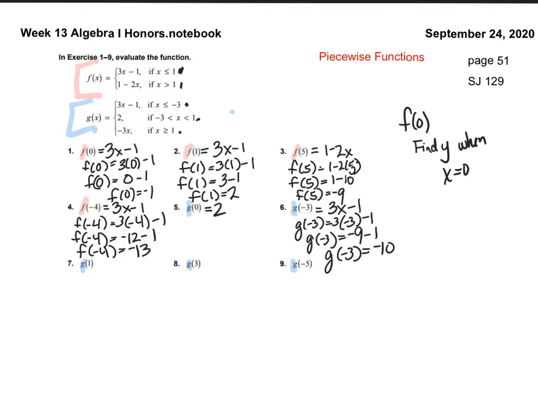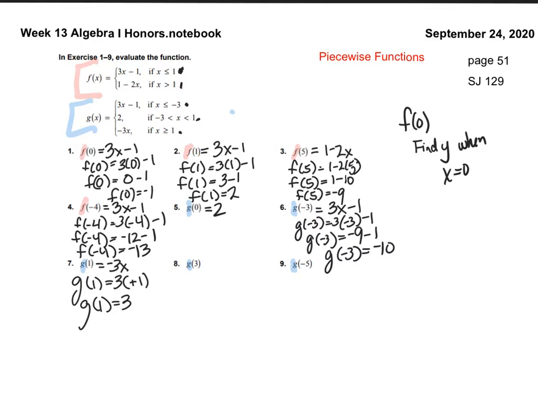Let's use the next one, g of 1. Where does 1 fall in those categories? The bottom one. So g of 1, I'm going to substitute into negative 3x. What's positive 1? 3 times 1 is 3. When y is 3, x is 1.